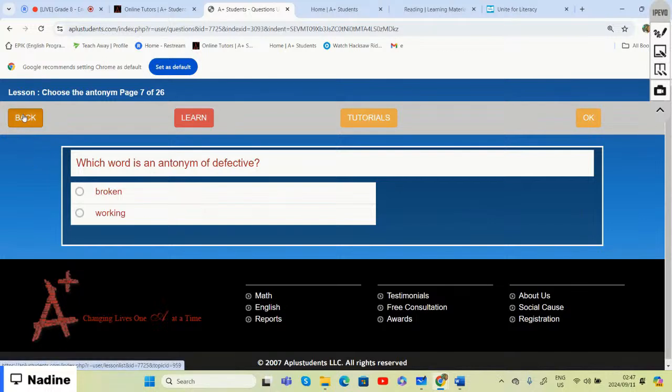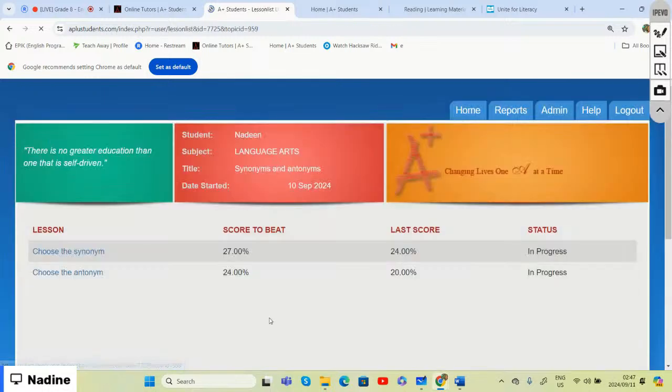All right. So we said that antonyms are words with the opposite meaning. Synonyms, on the other hand, are words with the same meaning, or words with almost the same meaning as another word. All right, so this is now the end of our lesson on synonyms and antonyms.